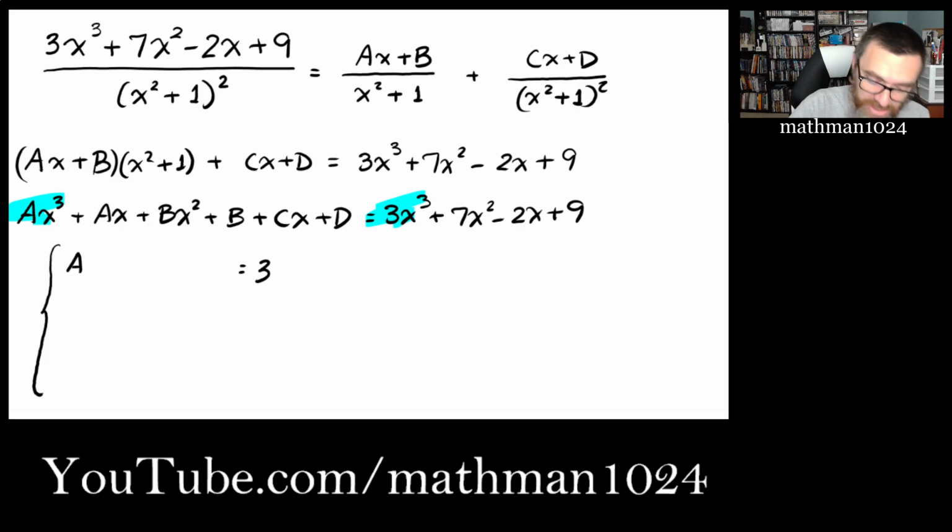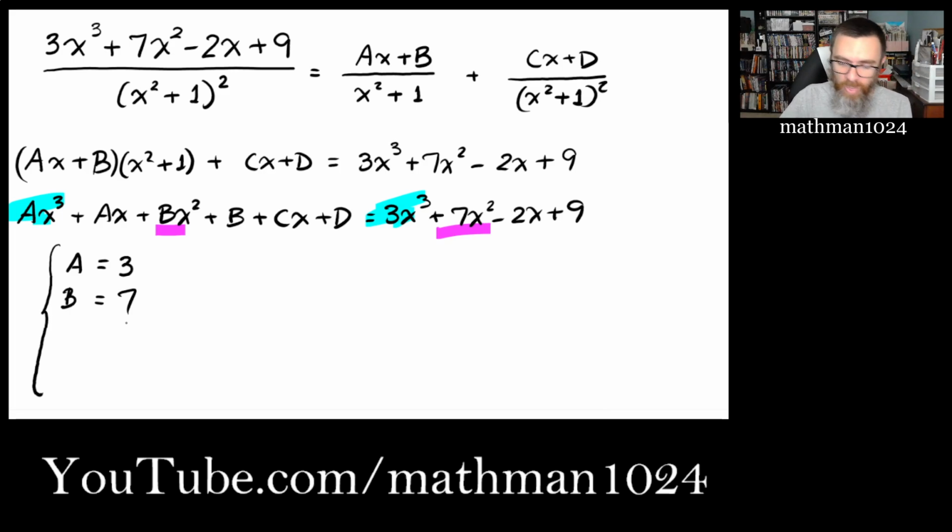I'm putting so much space there because I'm expecting to have a lot of things, but I don't really. So a equals 3. Let's look at x squared. So we have bx squared and 7x squared. Oh, that's easy enough. So that means that b equals 7. I'll take that. Then for the x term, you have plus ax plus cx and minus 2x. So that means that a plus c equals negative 2. I'm not going to fret about that because I already know what a is.